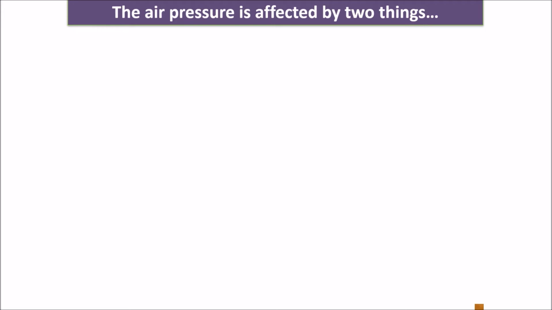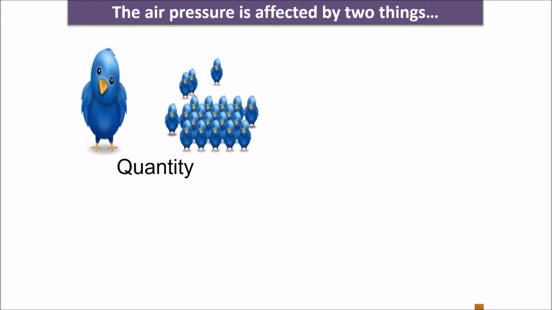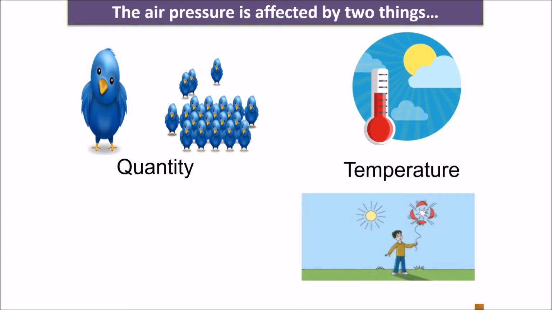The air pressure is affected by two things. What do you think those two things are? What can affect gas pressure? The first one is quantity or amount, and the second one is temperature. So when we're talking about quantity, we're talking about the number of particles present.